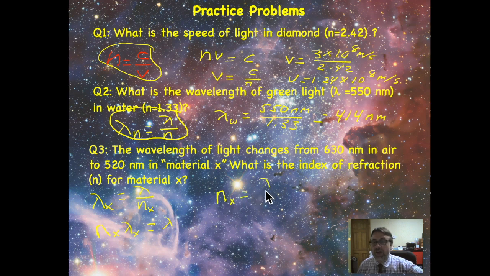So the index of refraction will be the wavelength in air divided by the wavelength in material X. Or that's going to be 630 nanometers divided by 520 nanometers. So in this case, the index works out to be 1.21.